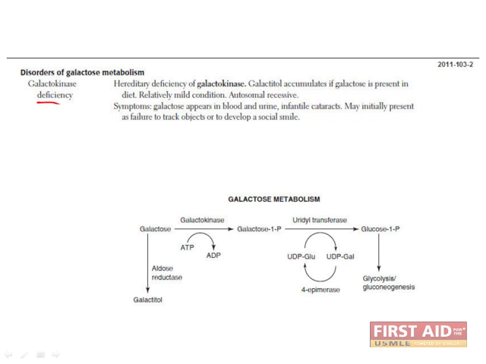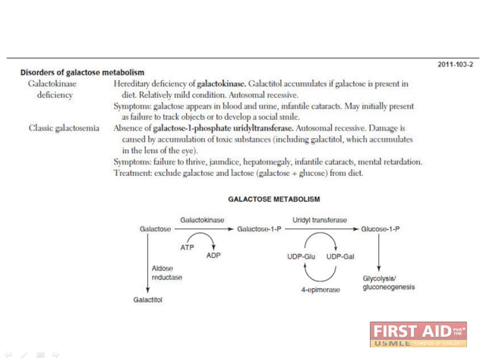Galactokinase deficiency is an autosomal recessive deficiency of galactokinase. This prevents the conversion of galactose to galactose 1-phosphate and instead causes it to be converted to an alcohol form called galactitol. It's usually a mild condition, but the galactitol accumulation inside cells can cause galactosemia, infantile cataracts, and failure to track objects or develop a social smile.